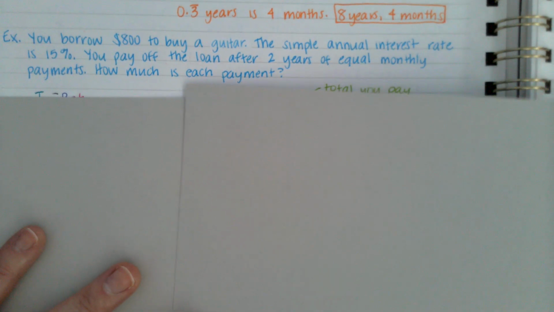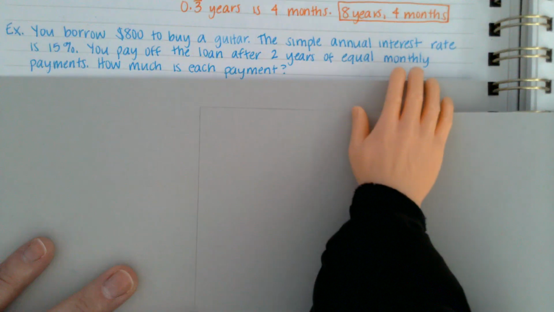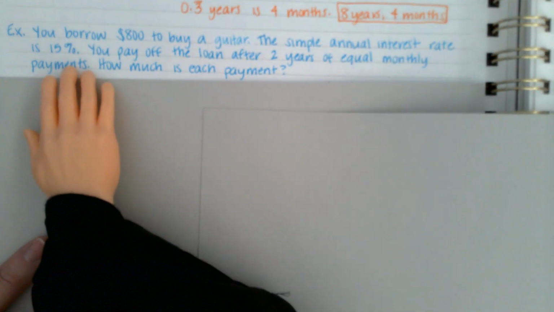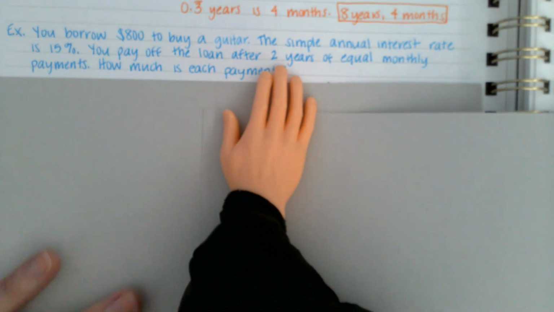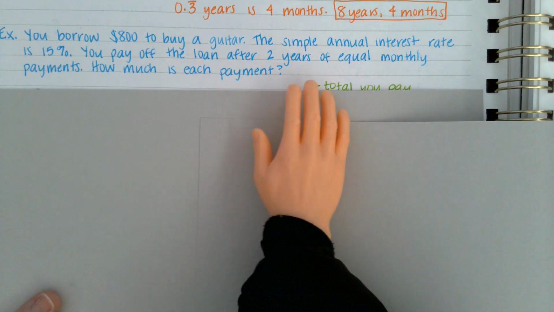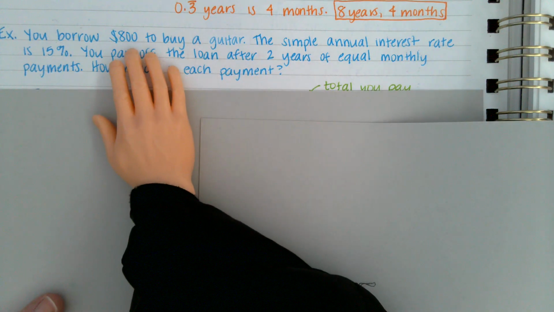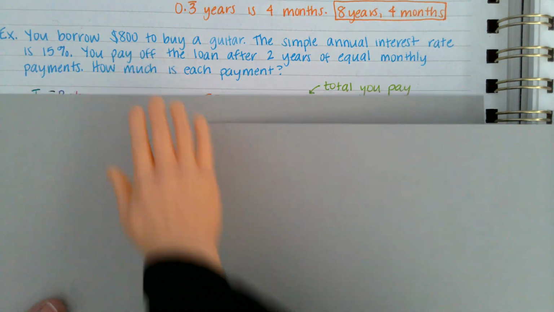You buy a guitar and borrow $800 to do it. The simple annual interest rate is 15%. You pay off the loan after 2 years of equal monthly payments. How much is each payment? So we need to find how much interest you're going to pay over that 2 years, add it onto the 800, and then divide that by how many months we pay payments for.